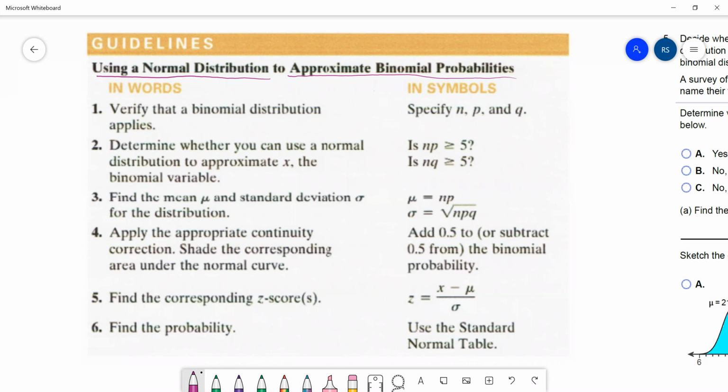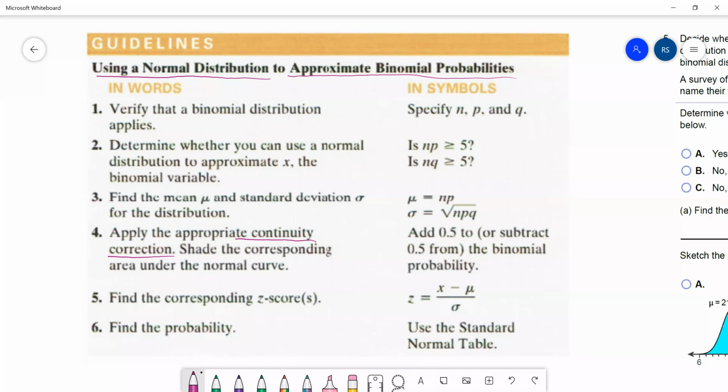So then our mean and standard deviation are just the mean and standard deviation of a binomial. Y'all did great on that question. And then we have to apply the appropriate continuity correction. This continuity correction is something that's going to be new. We didn't really cover it in class. That's where you add 0.5 or subtract 0.5 from the binomial probability.